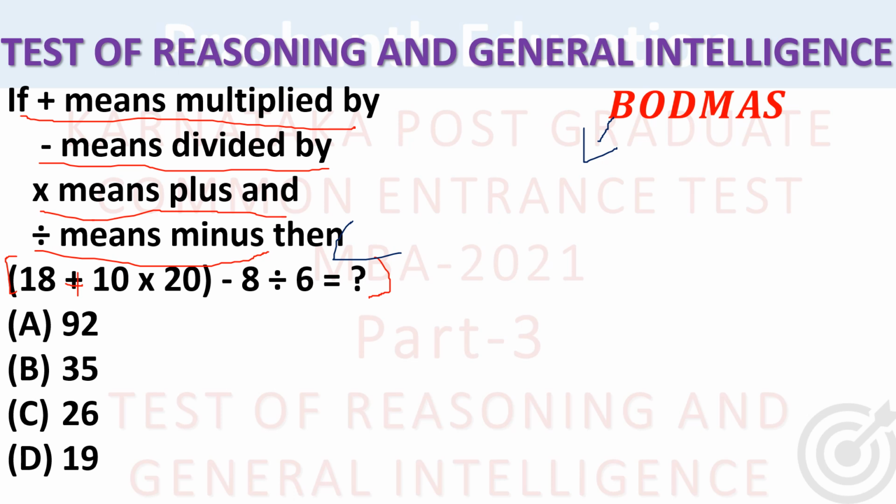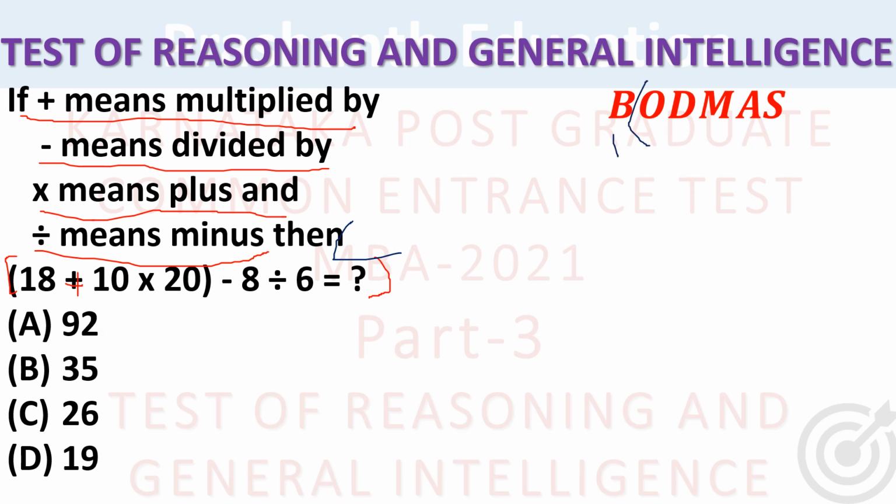Next are operations like 2 cube, 3 square, 2 square, 4 square, 5 square, like this. If any such operation has to be done, we do it second. Next are division, multiplication, addition and subtraction. So DMAS is very simple: division, multiplication, addition, subtraction, in that order. But first, you have to go for brackets. This will be the first one.